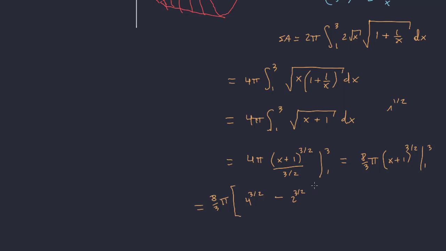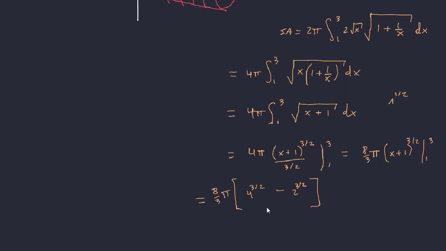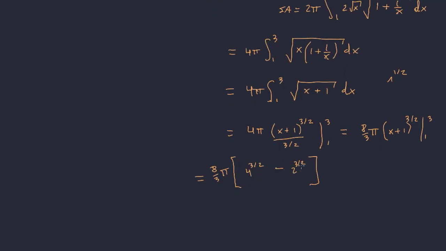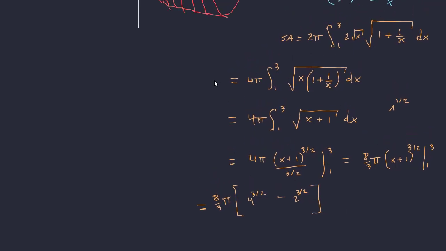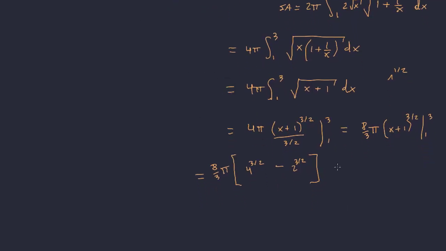Okay, and 2 to the 3/2 doesn't really simplify all that much. 4 to the 3/2 will. That will become 8. But honestly, you can just leave it like this if you want, as far as I'm concerned. Okay, so there we go.